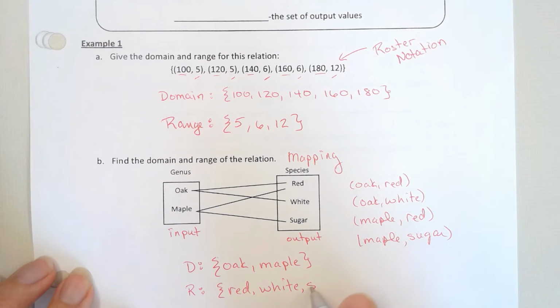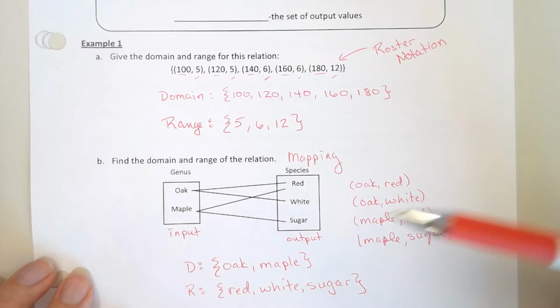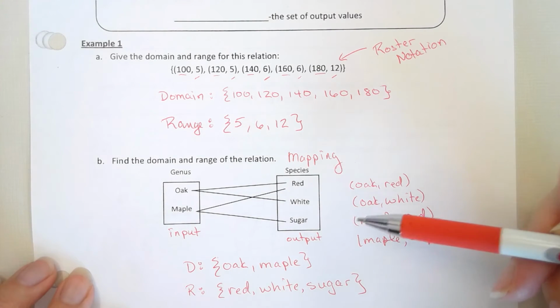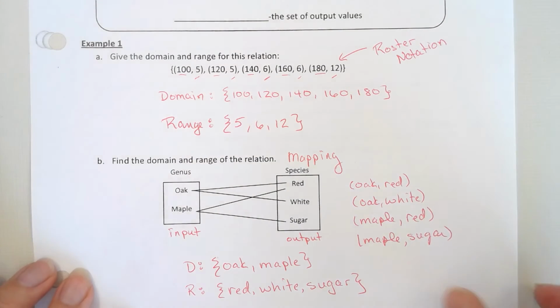Red, white, and sugar. And that's it. That is your domain and range of something in roster notation and a mapping. We'll also be talking about domain and range from graphs. So we're going to come back to these 2 examples and talk about if these are functions or not, but we're going to start and define functions.